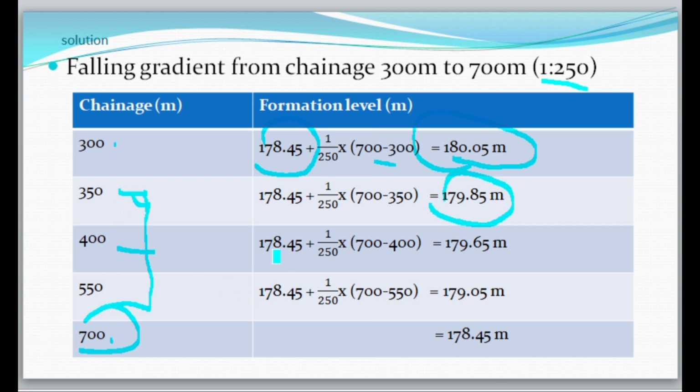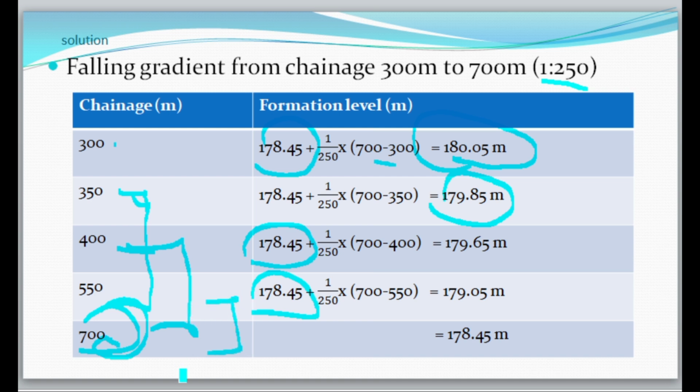So again, for the 400 meter, I'll be using the same formational level of 700 meter plus the ratio multiplied by the difference there. So 700 and 400, that is the difference. Then the last point also, so the difference in the data provided here. So that will be all. So I think much is covered on the setting out. So this was just a simple one, by the way.